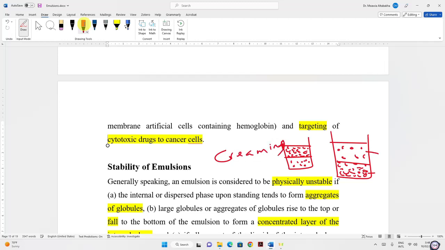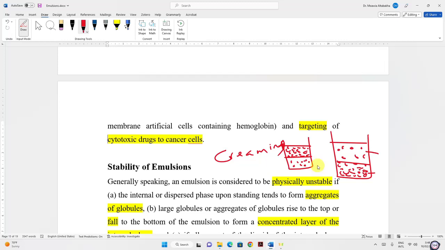We call it creaming when you have one layer of concentrated phase, and another layer which has a very small number of the internal phase. So you have a layer of concentrated phase and another layer of light phase, so it's like two layers. We call this process creaming. Now, creaming and aggregation still are fine, still acceptable even though it's not sightly.